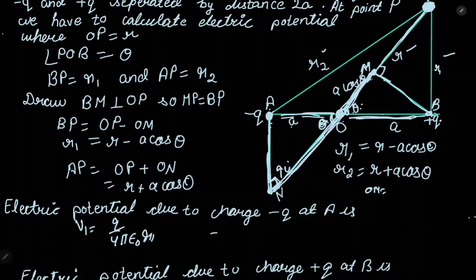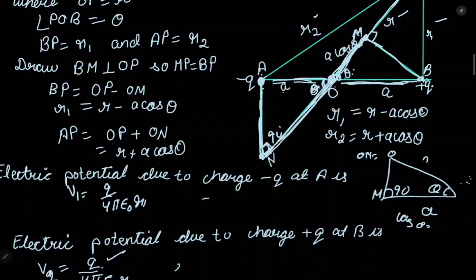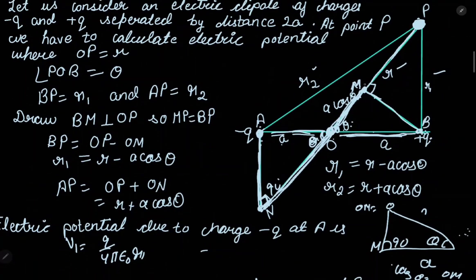Using the Pythagoras theorem, we can find the value of OM. How can we find this? This is angle theta and this is 90 degrees. This is A and I have to find this. So I know that cos theta is equal to base upon hypotenuse, right? So the base is OM, which I have to find, and the hypotenuse is A. I'll multiply it, I will get A cos theta. So my OM will be equal to A cos theta.